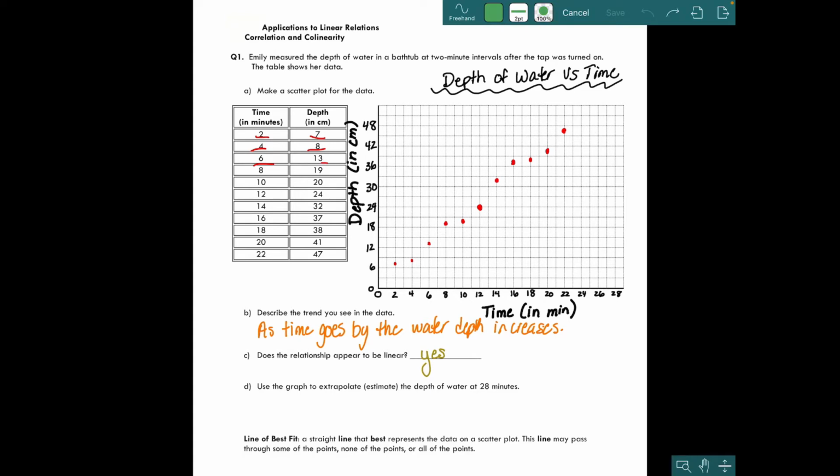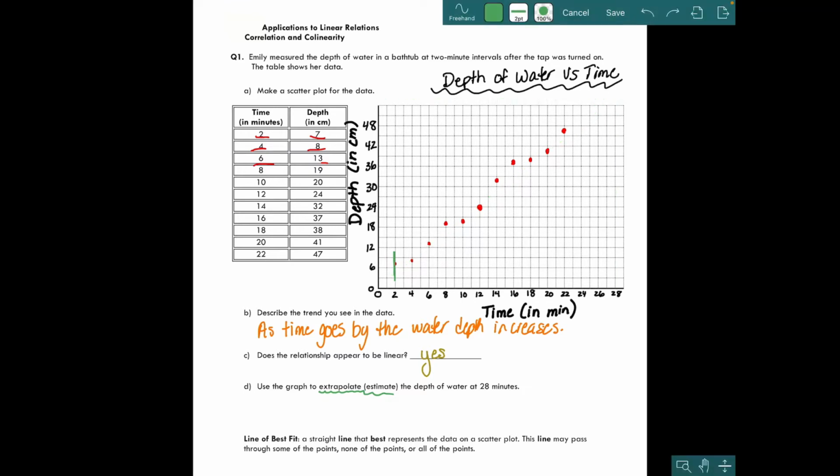In question D, we're asked to use the graph to extrapolate or estimate the depth of the water at 28 minutes. So what that's asking us to do is to go beyond our data points when it says extrapolate. So we've got data points that go from here all the way to here. If we were to make estimates within these points, that's called interpolating because it's within our data points. We're going to be looking beyond. That's called extrapolating. So if we were to extrapolate or estimate the depth of the water at 28 minutes, we'd come over here to 28, and we're going to estimate, based on the pattern that we see, approximately where would we be.